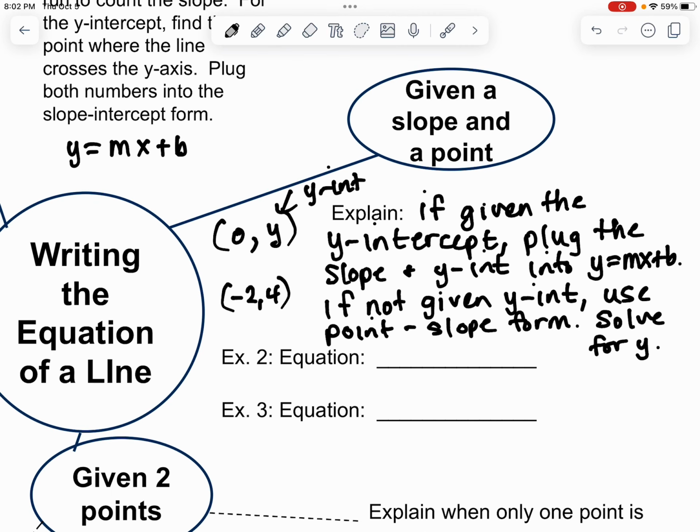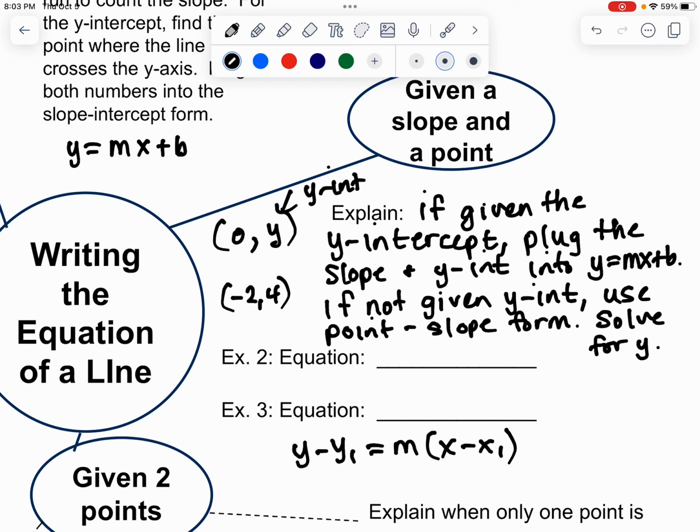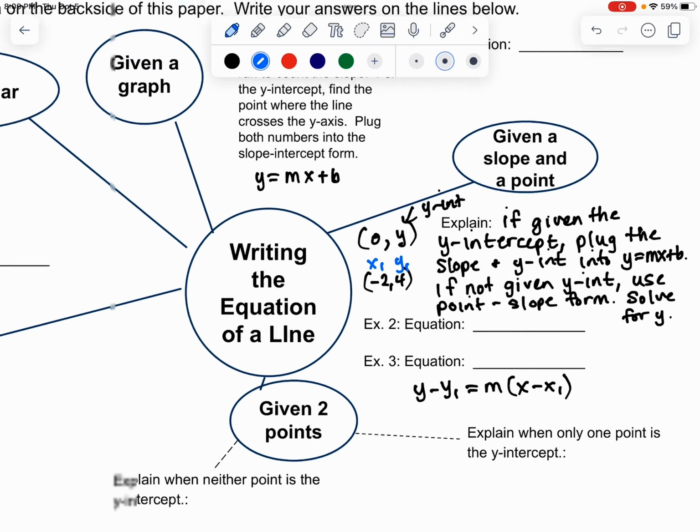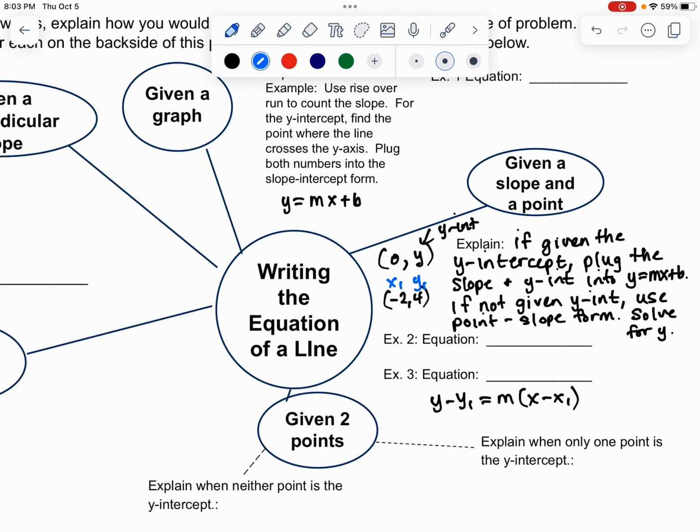If you need to be reminded what the point slope form is, it is y minus y1 is equal to m times the quantity x minus x1, where this point right here is our x1, y1. All right, go ahead and pause the video and make sure you have all of this information written down for when you need to practice the example problems.